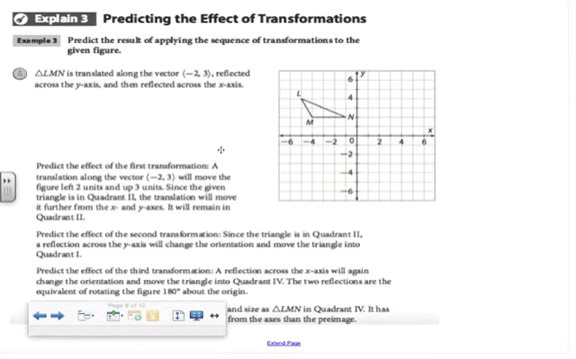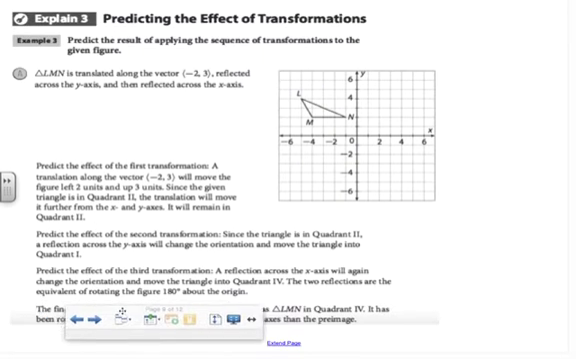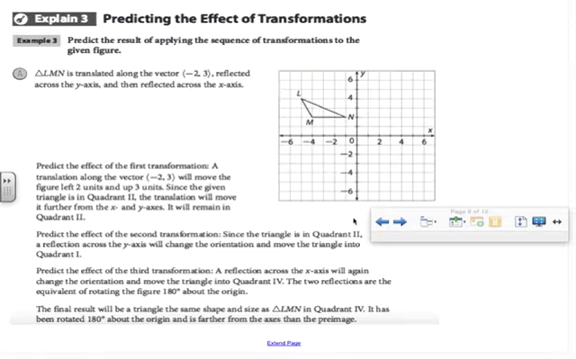The last kind of examples that you're looking at, you're just predicting what's going to happen. So it's saying if triangle LMN is translated along the vector negative 2, comma 3, and then reflected across the y-axis, and then reflected across the x-axis, what would happen to it? Okay, so since this example isn't really doing the transformations, it's just predicting it, you might want to pause and just read their predictions before I go over example 3 part B for you.